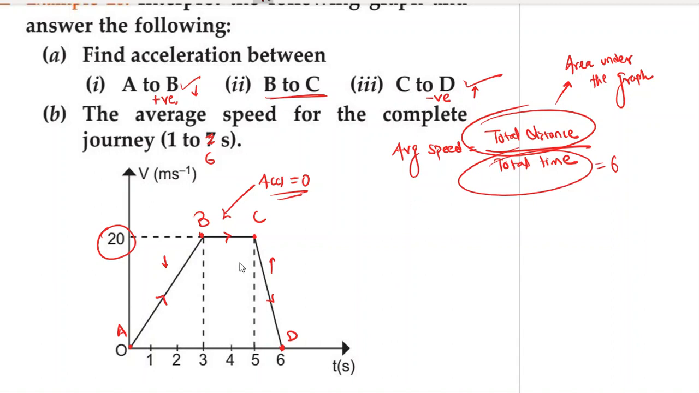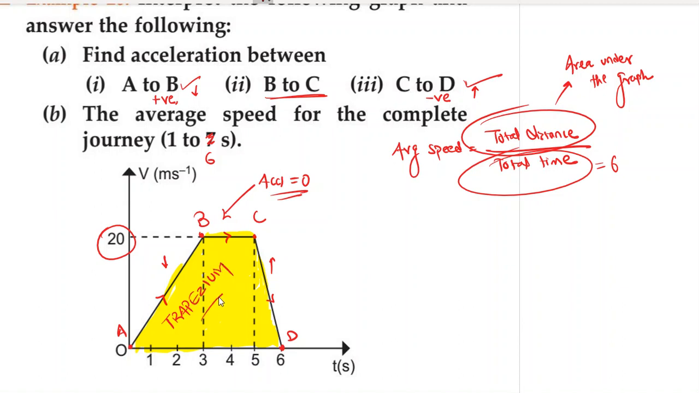Area under the graph: if you ask me which area we are talking about, we are talking about this area, right? Let me mark this area. Okay, which shape is this area? This is basically a trapezium.